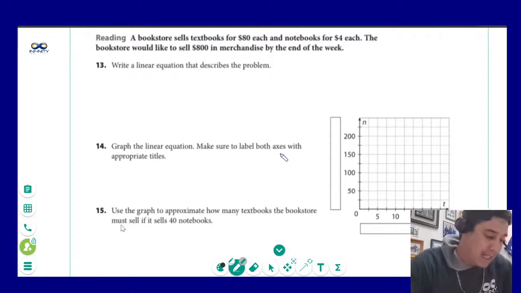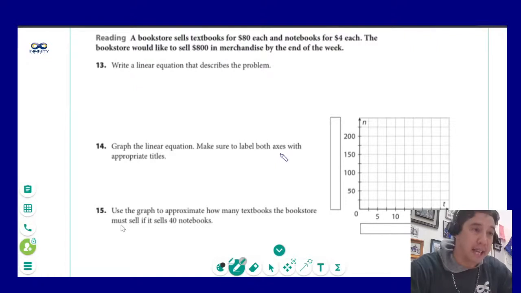Reading. Oh, I guess that's the section. A bookstore sells textbooks for $80 each and notebooks for $4 each. The bookstore would like to sell $800 in merchandise by the end of the week.